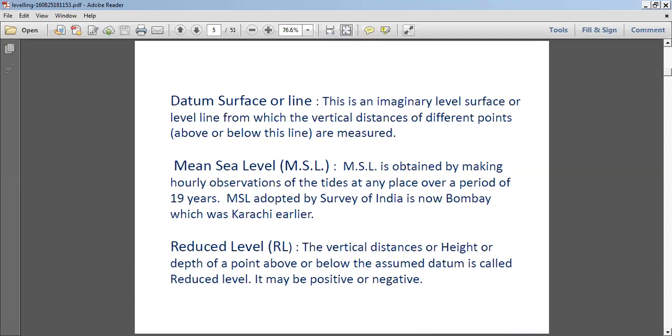Next is reduced level. When we take a reading from any instrument, whatever reading we take will give the reduced level of that particular point. It may be positive, it may be negative, depending upon the condition of that particular area. It may be a hill or valley, so accordingly it may be in a positive or a negative manner.